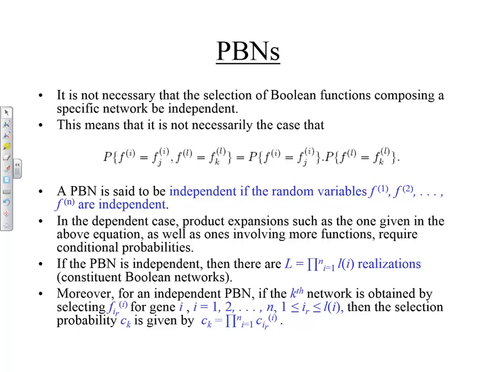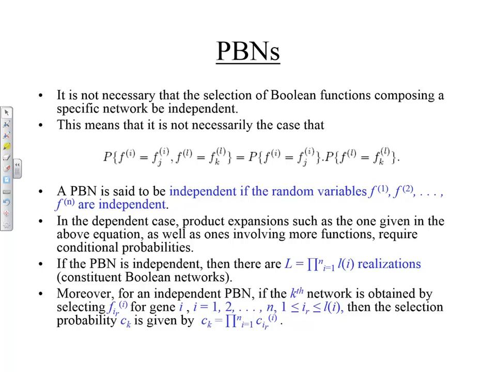Now it is not necessary that the selection of Boolean functions composing a specific network be independent, because you have Boolean functions for each gene. They don't have to be independent. So it is not necessarily the case that the probability that the ith gene has the jth predictor and the lth gene has the kth predictor is the product of these individual selection probabilities.